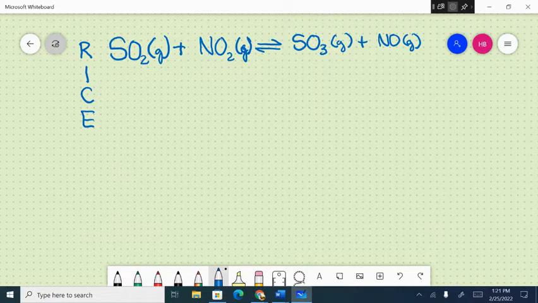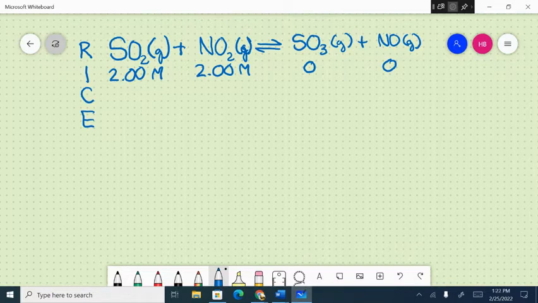Remember, I told you that you have to make sure you have molarity. This happens to be in a 1 liter container. So if we have 2.00 moles in a 1 liter container, it's simply 2.00 molar for each of these. If it doesn't mention that we put sulfur trioxide or nitrogen monoxide in, we're going to assume it's 0.